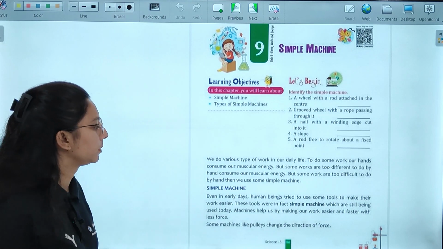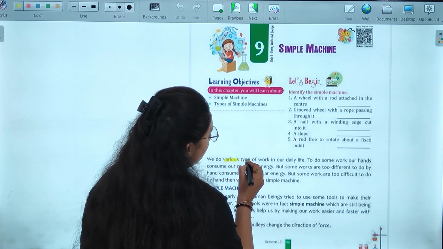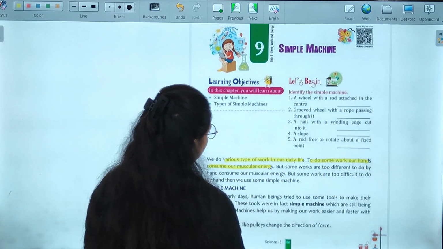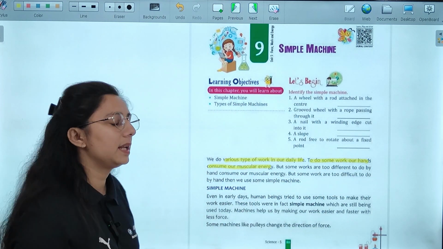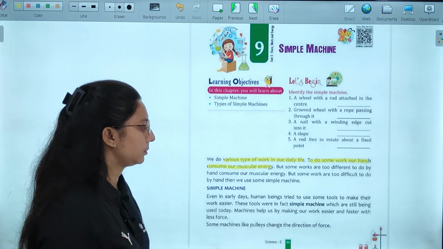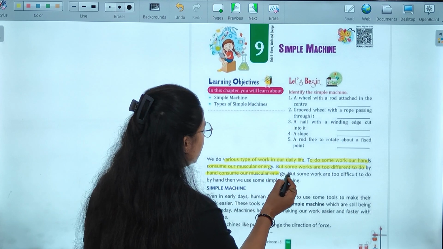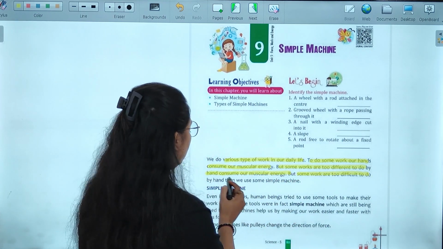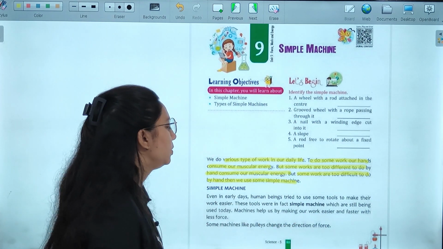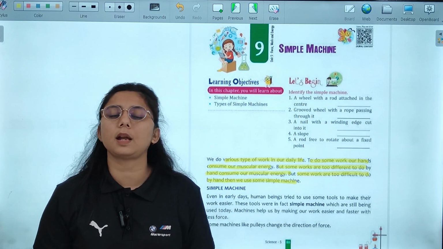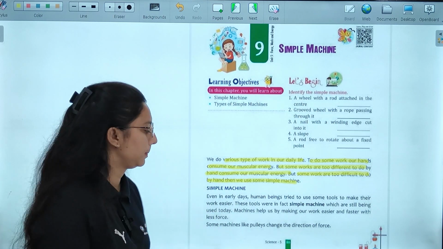We do various types of work in our daily life. To do some work, our hands consume muscular energy. कुछ काम करने के लिए जो हमारे hands हैं वो muscular energy consume करते हैं, but some work is too difficult to do by hand. Then name some simple machine. क्योंकि वो difficult है, आप हाथ से नहीं कर सकते. That's why we use simple machines.